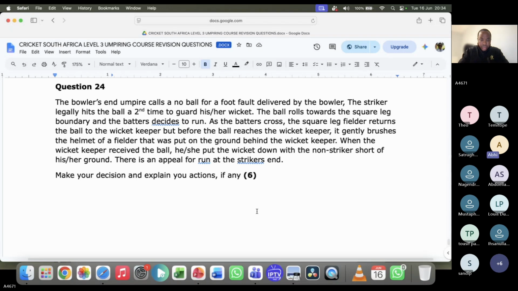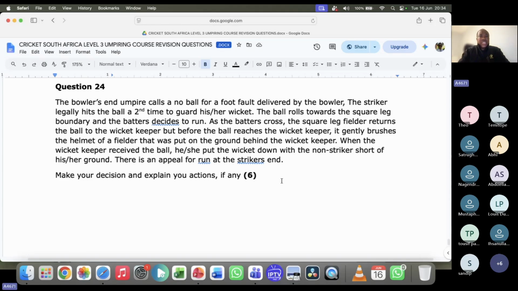So the ball should become dead at that point, and so the non-striker should not be given out. But the penalty of 5 runs cannot be given in this case, though the ball brushed the helmet. So that's the exception we make here. And then we discard the runs taken by the batters and we return them to their original end, and we give a penalty for a no ball. No 5 penalty runs, though it brushed the helmet. That's the only exception we make here.